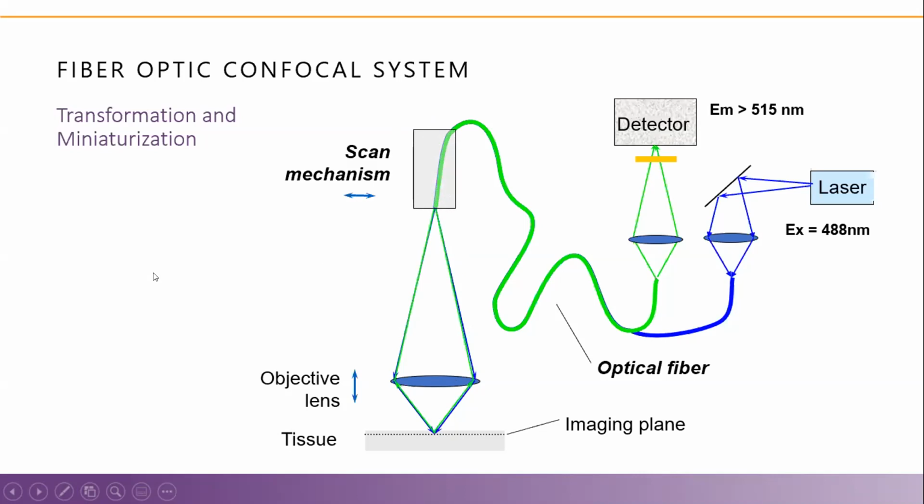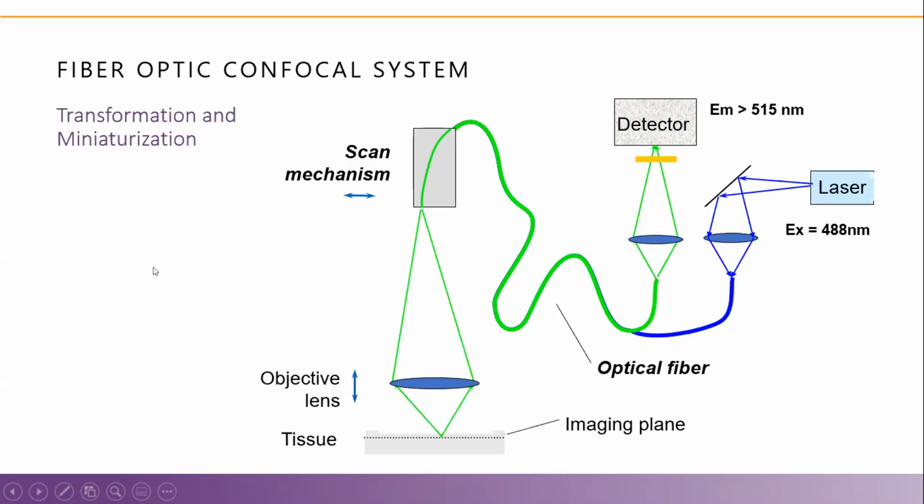And there is also a scanning mechanism, so it gives you a field of view of 475 by 475 micron, and it also has the capacity of doing optical sectioning, capable of going up to 400 micrometers inside the tissue.